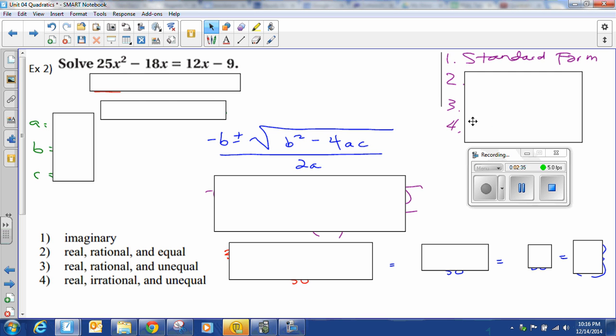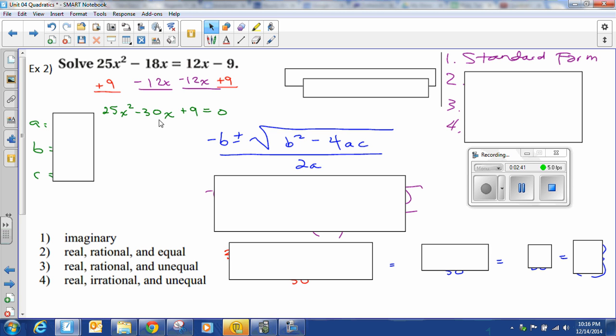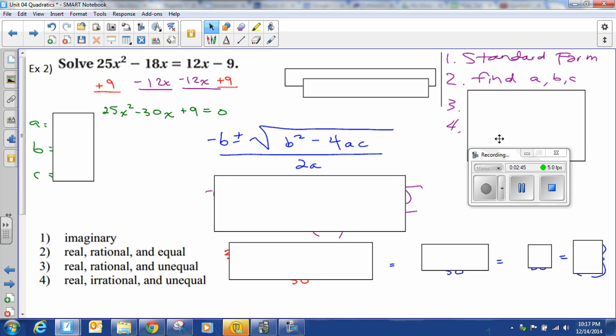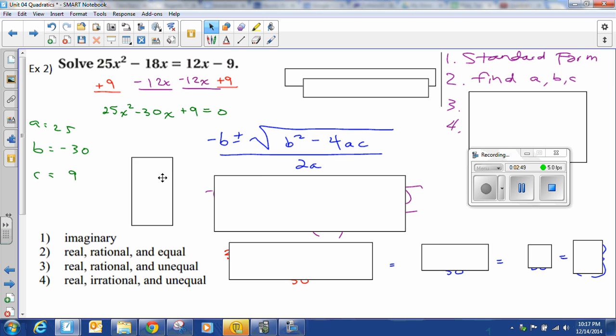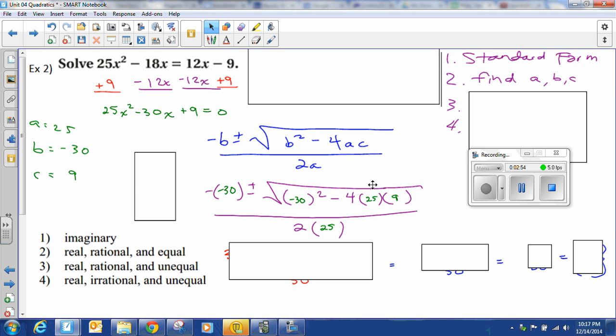Example 2. Let's put it in standard form. Subtract 12x, add 9. Here we have our standard form of our quadratic equation. Step 2, let's find a, b, and c. Well, a is 25, b is negative 30, and c is 9. We'll substitute into the quadratic formula, and there we have it.